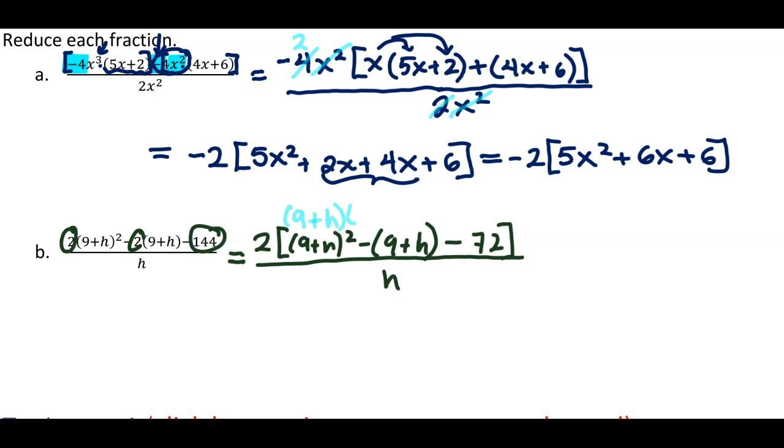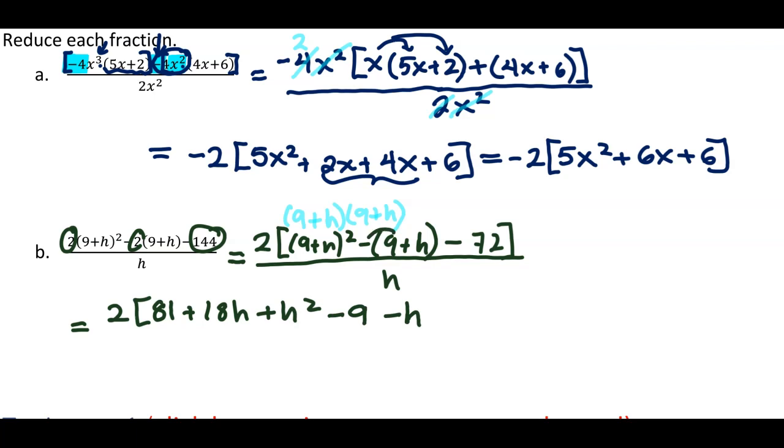And then we can FOIL out in the brackets. The 9 plus h squared is a 9 plus h times 9 plus h. So we will get, I'm going to write this down below, 2 times 81 plus 18h plus h squared. And then I see a minus 9, a minus h. Don't forget to distribute. Number one mistake with these is not distributing minus signs through. Okay, so our goal here is we're hoping to free up an h on the top that we can cancel.